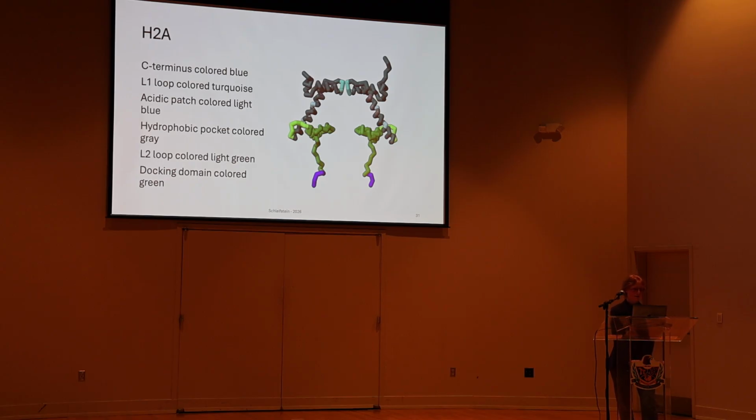Other domains that are shown are the acidic patch in light blue, which is the negatively charged portion where non-histone proteins can bind. The hydrophobic patch is colored in gray and is where various remodeling factors bind. The outer loop is the turquoise part at the top where the two H2A molecules connect. This is because it's responsible for connection of the dimers, the H2A-H2B dimers. And then the L2 loop, which is where the dimers connect to the tetramer, is colored in light green.